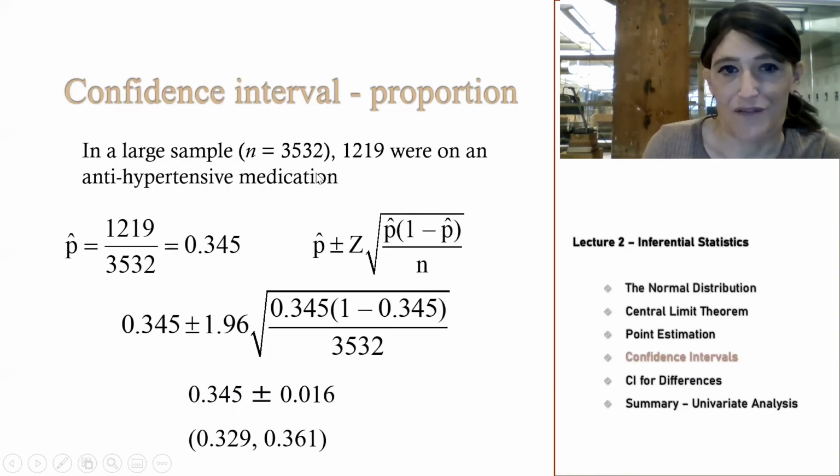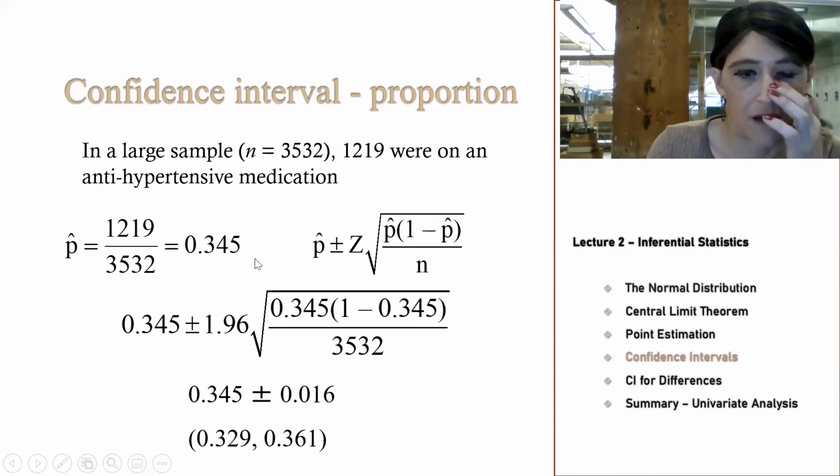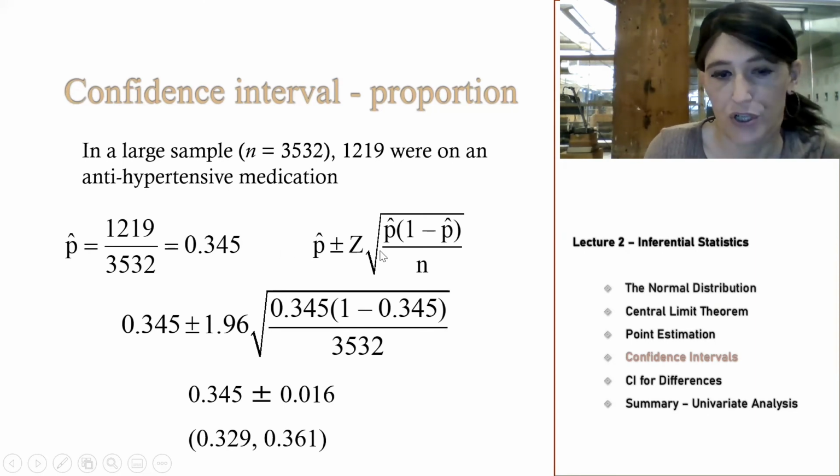Okay, moving on to the confidence interval for a proportion. Again, it's very easy to describe the sample and say we've got 1,219 patients who are on a hypertensive medication out of 3,532 in our sample, for 34.5%. So the proportion, we would write it this way. As a percentage, that would be 34.5%. We're going to keep it in the form of a proportion for purposes of calculating a confidence interval.